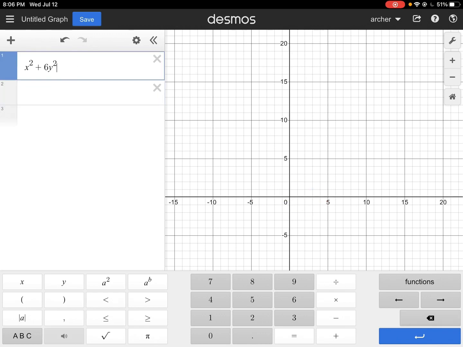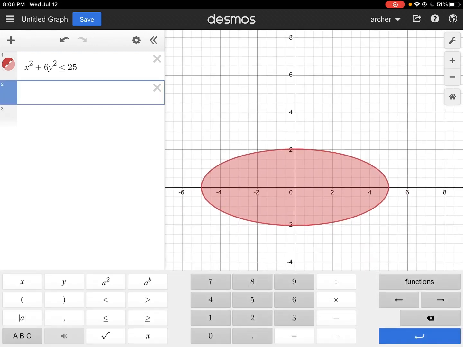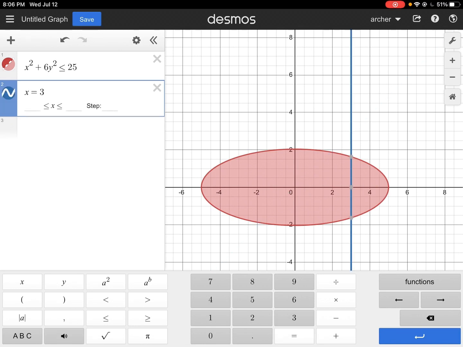Actually, I made a mistake. We're using an inequality, 25, so the color's in. And then we're going to make the outline later after we do all these three major lines. So we are going to need x equals 3.